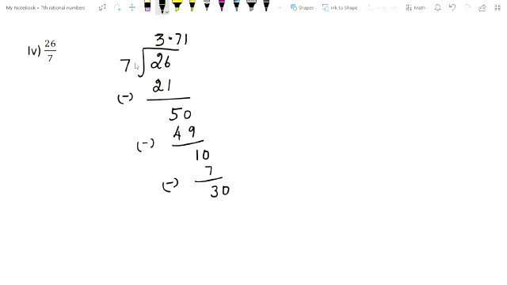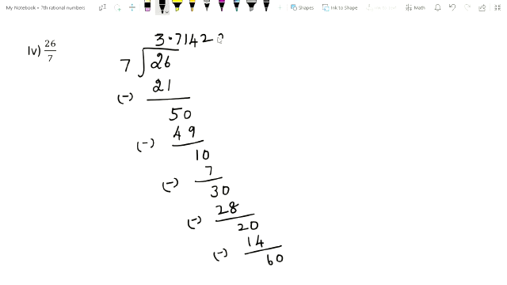In 30, how many 7s are there? 4 sevens are 28. Now subtract this, what you will get? 2. Okay, add 1 0. In 20, how many 7s are there? 2 sevens are 14. Now subtract this, what you will get? 6. Add 1 0.